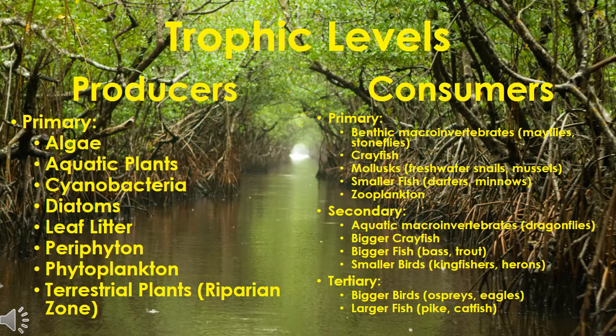Secondary consumers include aquatic macroinvertebrates such as dragonfly larvae, bigger crayfish, bigger fish such as bass and trout, and smaller birds such as kingfishers and herons. While some tertiary consumers would be bigger birds such as ospreys or eagles, and larger fish such as pike, catfish, or muskellunge.